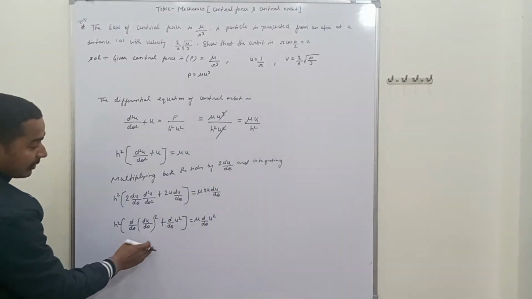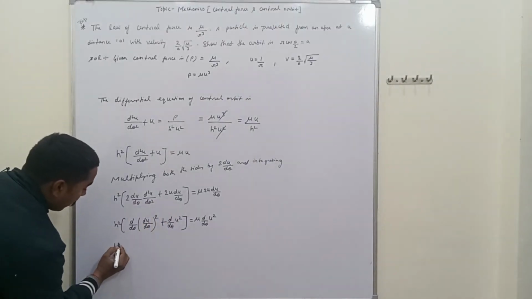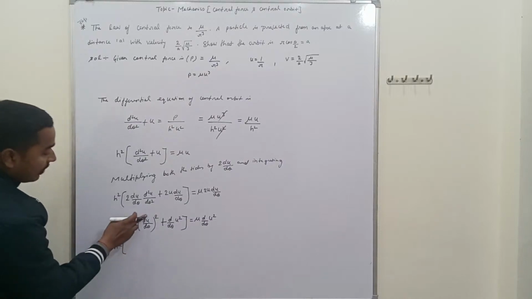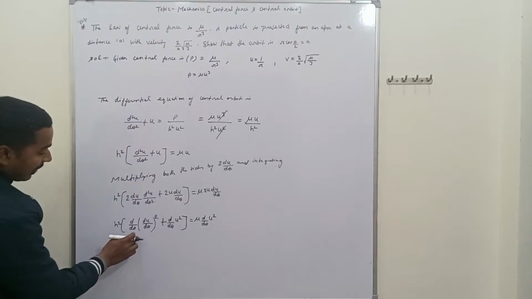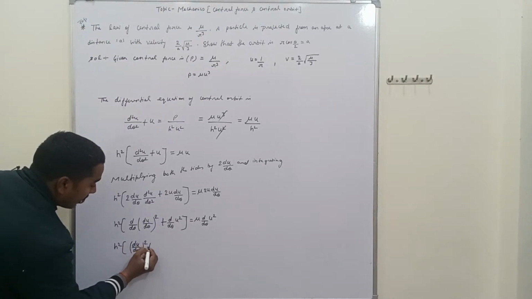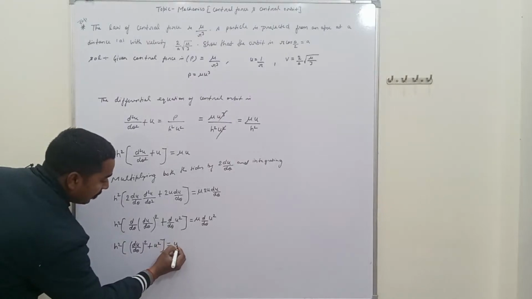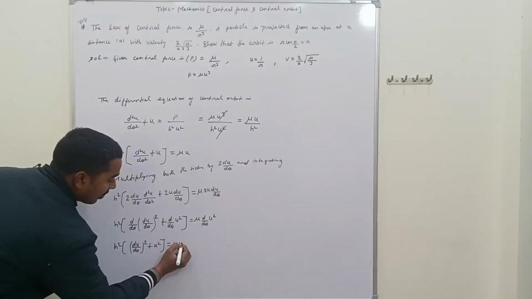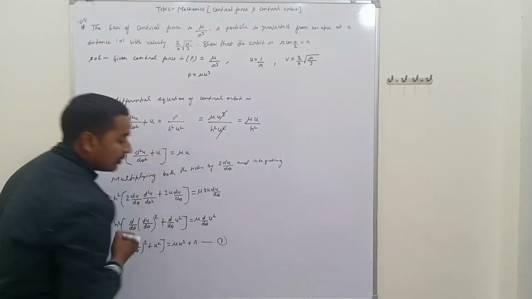Integrating both sides, integration is the inverse process of differentiation, so we write h square bracket du upon d theta whole square plus u square is equal to mu into u square plus a, where a is the constant. Let this be equation 1.